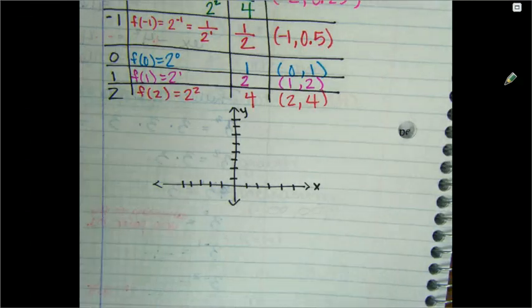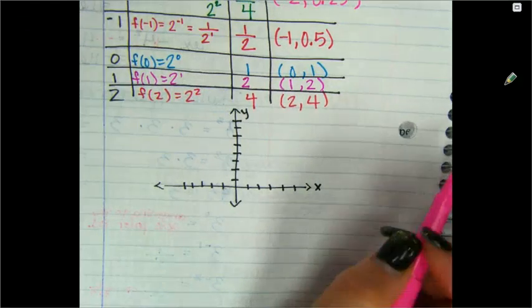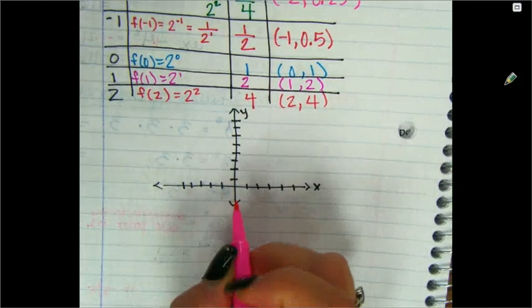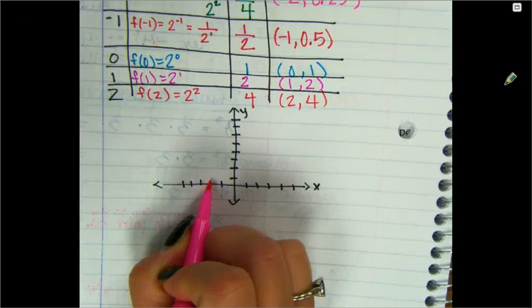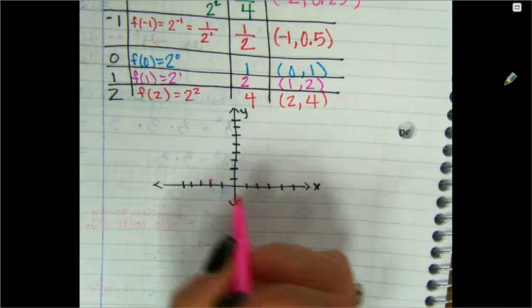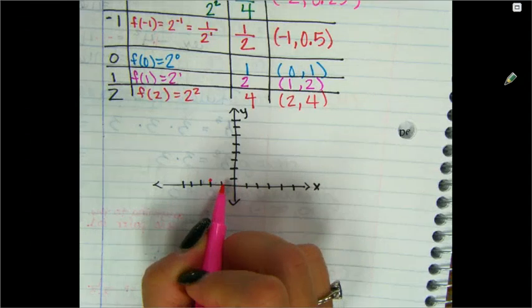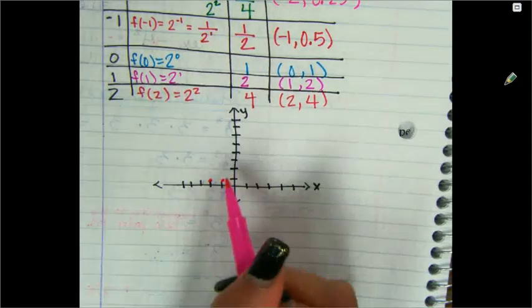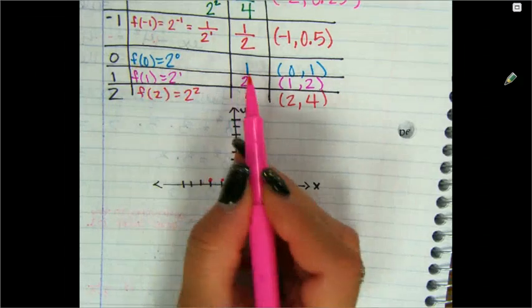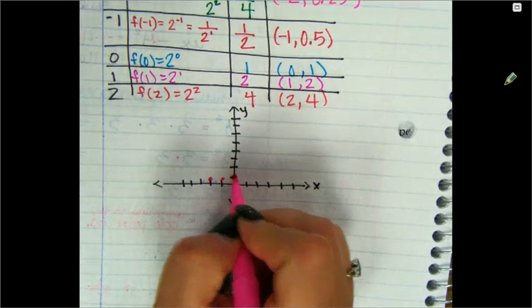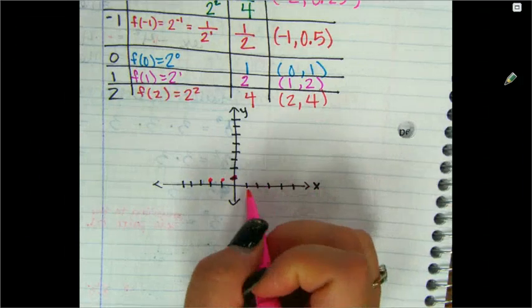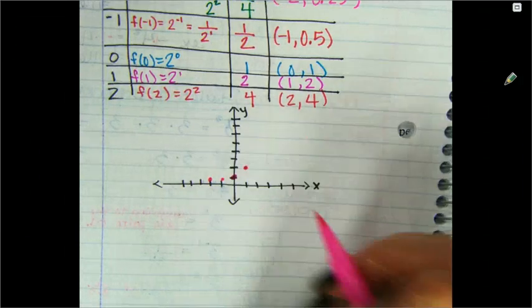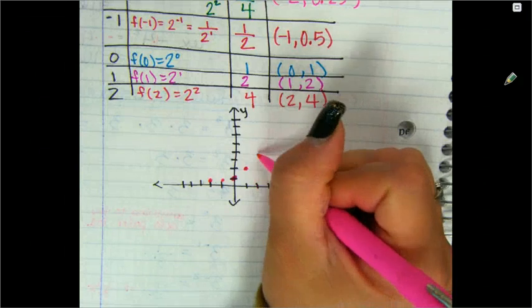Okay, ready? Watch me graph it so you can see how to graph it. I'm going to graph negative 2 comma 0.25. So here's negative 2, and 0.25 is just right above it, not a whole lot of changing. Negative 1 comma 0.5 is located between the half mark. Now it's really tight, but it is going up a little bit. The next one is 0 comma 1. The next one is 1 comma 2. And then the next one is 2 comma 4.